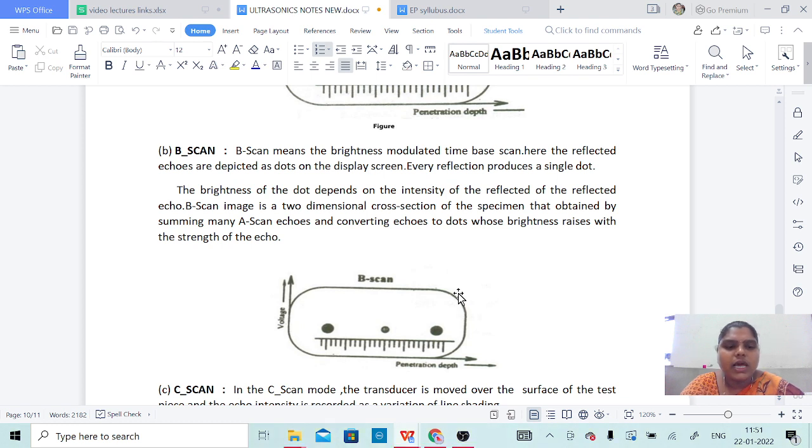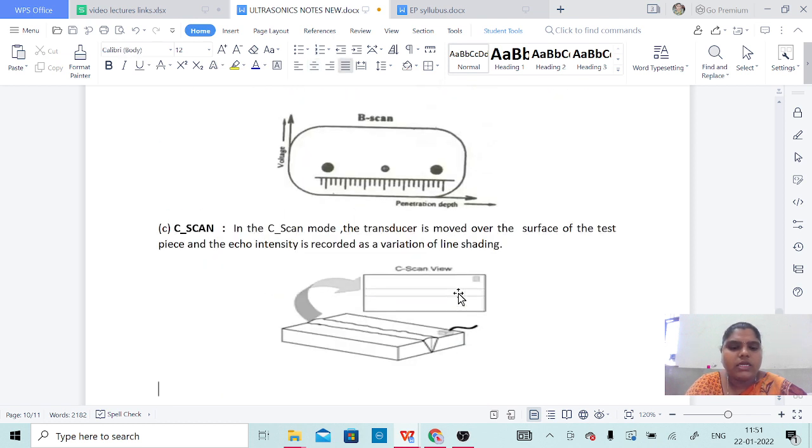Okay. So a B scan image is a two-dimensional cross-section of the specimen obtained by summing many A scan echoes and converting echoes to dots whose brightness rises with the strength of the echo. So the defects can be found by using these dots. Okay, and next, C scan.